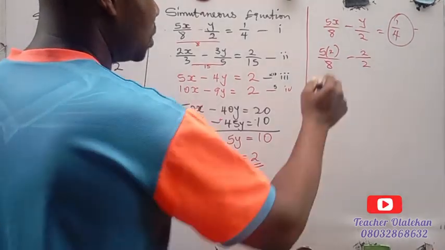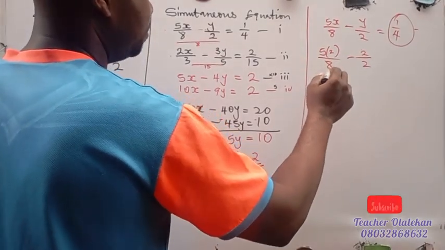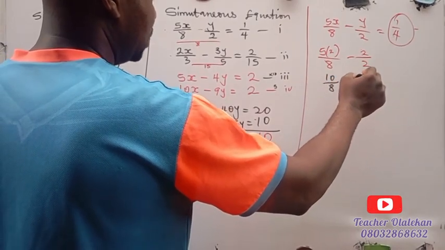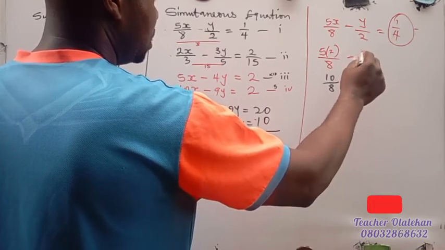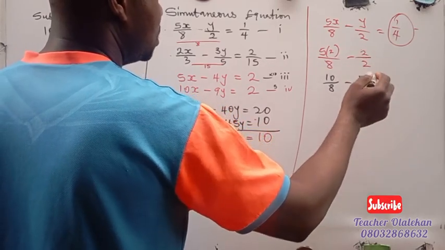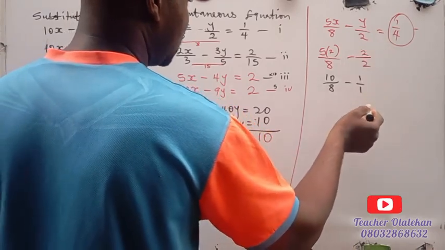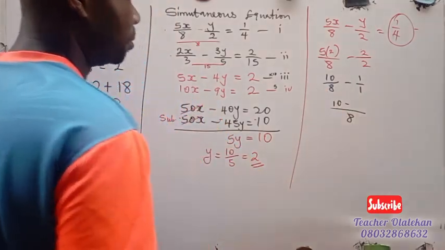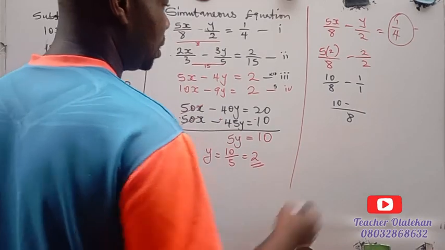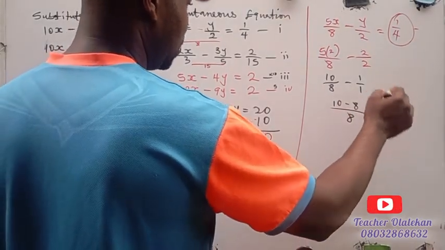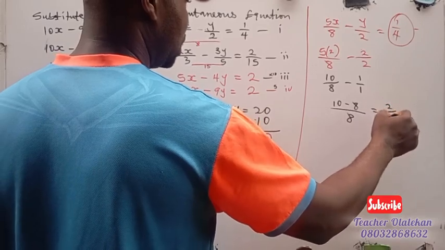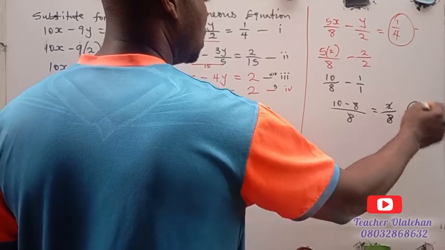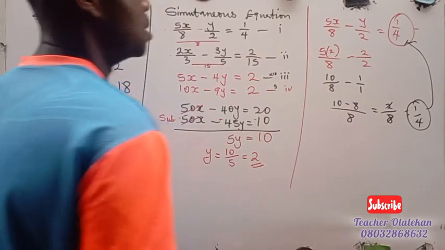Let's simplify that. That gives us 10 divided by 8 minus 1, because 2 divided by 2 is 1. So we are driving at a quarter. Take the LCM, which is 8, and that becomes 10 minus 8, which gives us 2 over 8. Take it to the lowest term, and you arrive at 1 over 4. So you can see that our answer is correct.